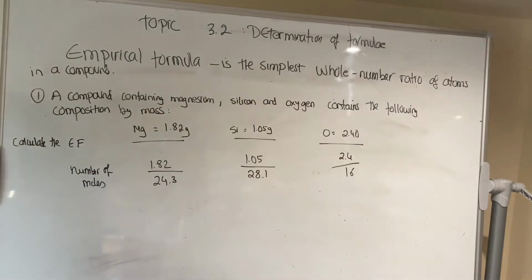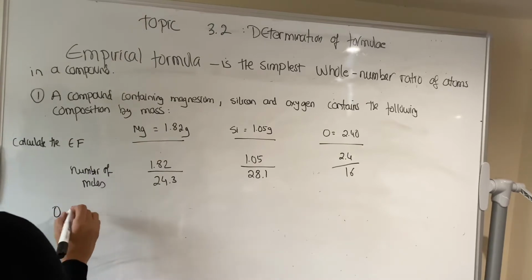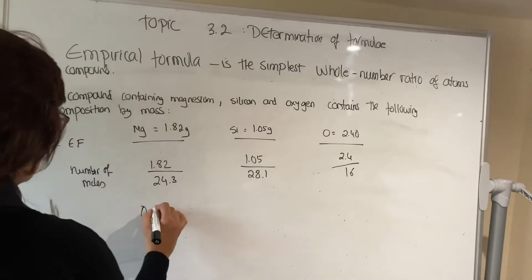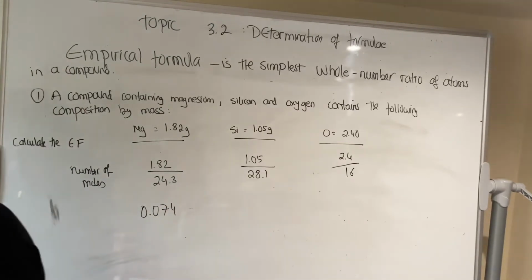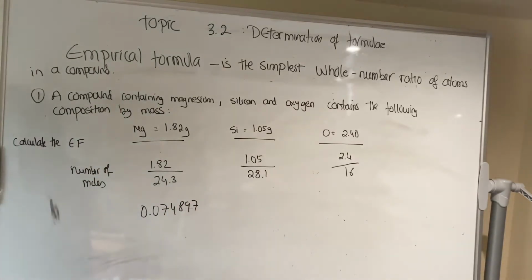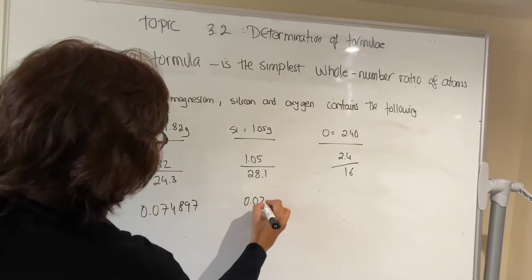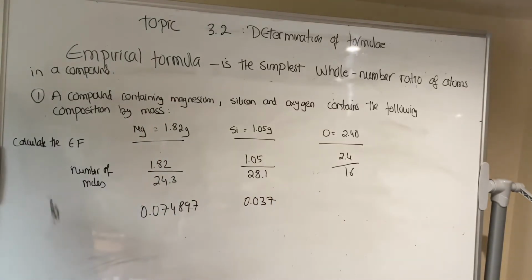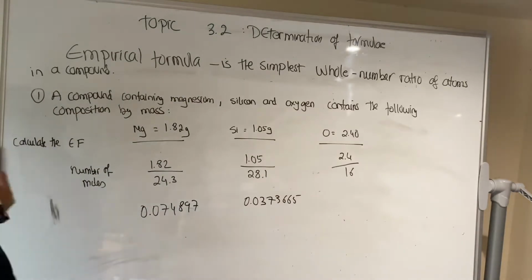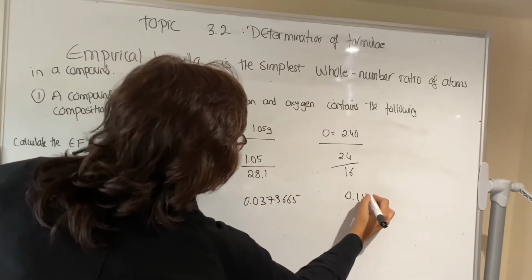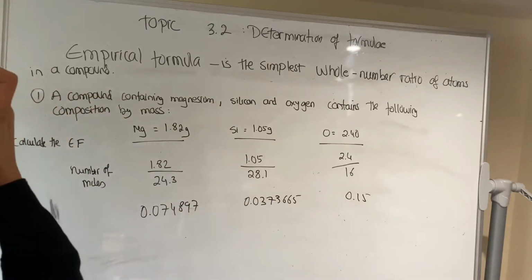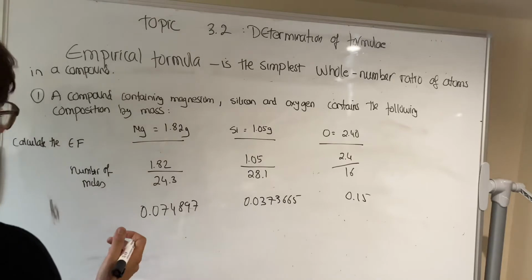Once you work out the moles, which gives you for this one here 0.074897. For the second one, it gives me 0.0373665, and for the third one gives me 0.15. Once you have that, try to keep the numbers as long as possible so it makes a better, more accurate calculation.